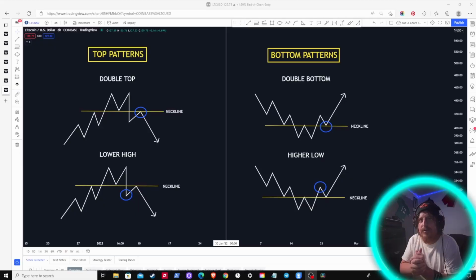And let's dive in. All right, we're gonna do our absolute best to keep this as simple as possible. So to start out, we're gonna go over the two most common top patterns and bottom patterns to look out for as it relates to price action. Let me get my paintbrush out.